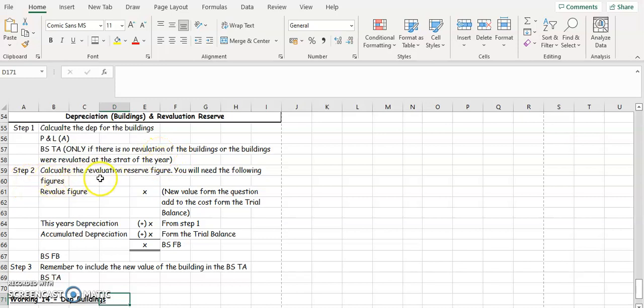Step two, calculate the revaluation reserve. So three figures that go into the revaluation reserve. You'll have the revalue figure, which is the new figure from the question. Take away the cost from the trial balance. That will give you an increase in the figure. So that's going to be your revalue increase. Take this year's depreciation, which was calculated from step one. And also you're going to use the cumulative depreciation, which is from the trial balance itself. So you might have to make an adjustment on that. Those three figures are added together to give you a revalue figure.